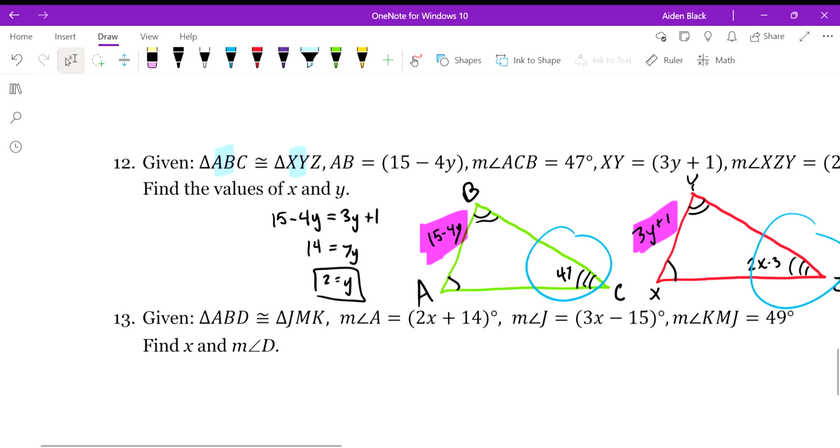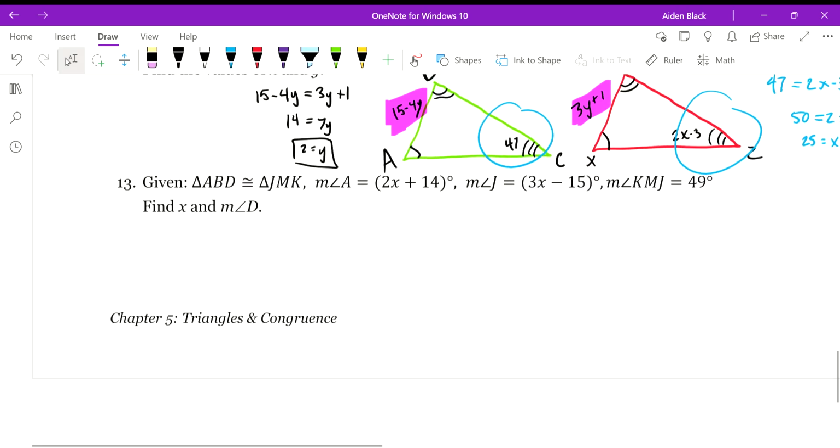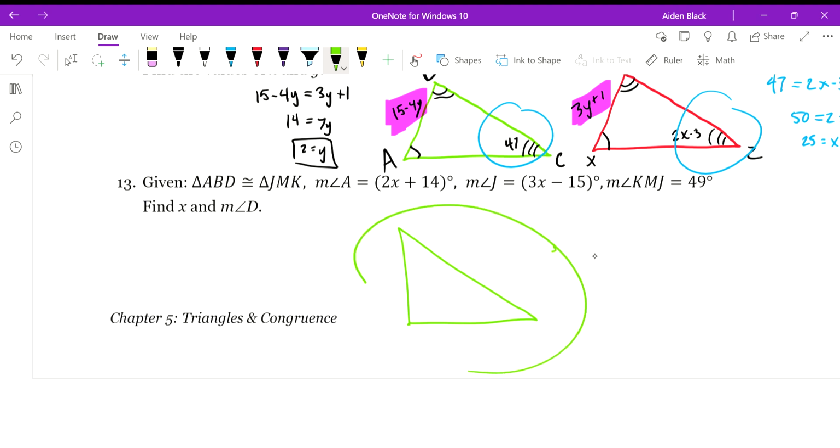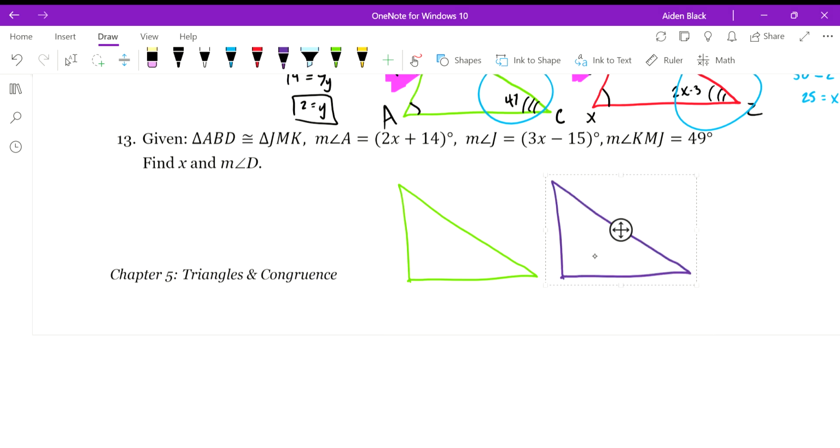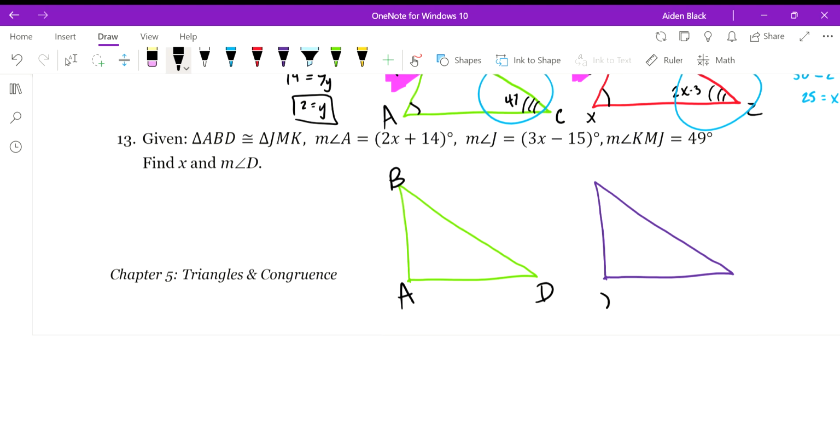Okay, I think I have enough time to get this last question done. So I'll do ABD. I'll do it like this. We don't run out of time. Okay, so we have A, B, D, and I'm going to get the same order for the second triangle. I'm going to get J, M, K.